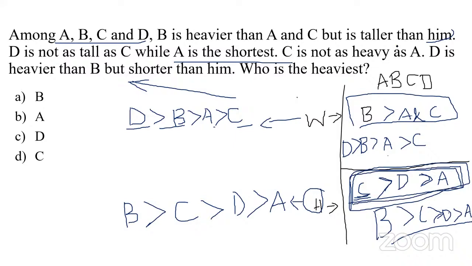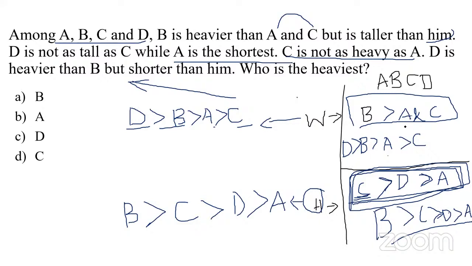So then what has been given? C is not as heavy as A. C is not as heavy as A means we can go for the first statement and C. B is heavier than A and C. So among not as heavy as A, right? C is not as heavy as A means A is heavier than C. This shows that A is heavier than C, right? Here they are showing that A is heavier than C.